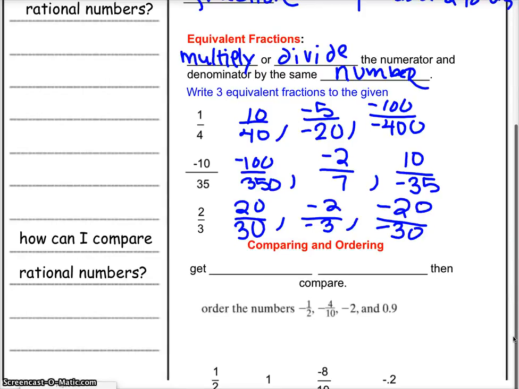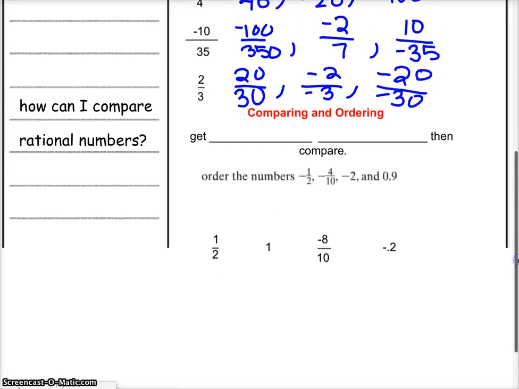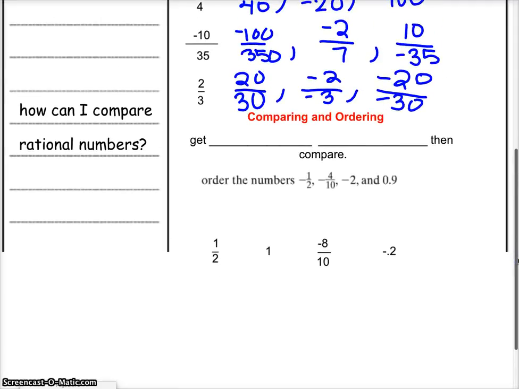Okay, comparing, that's a huge standard. Comparing rational numbers. You have to get them into the same form and then compare. So you want them to be the same form and then compare. Your call. When I say the same form, you can either turn them both into a fraction or both into a decimal. I tend to work with decimals better than I do with fractions, because fractions you have to get common denominators and all that, and I just try not to.